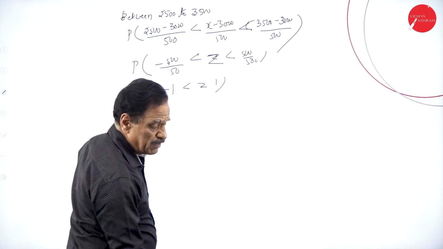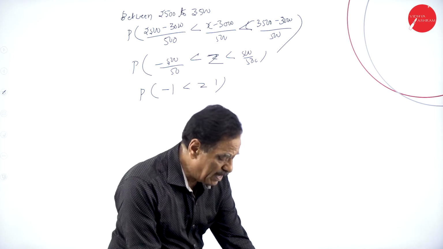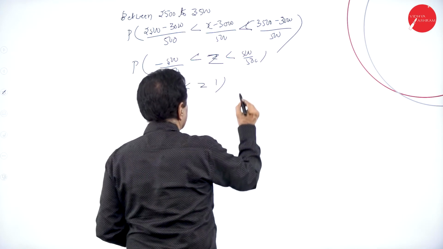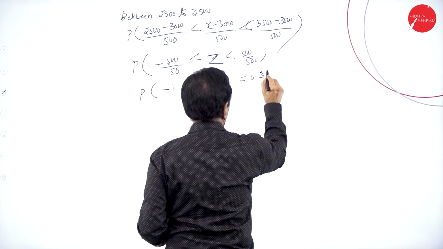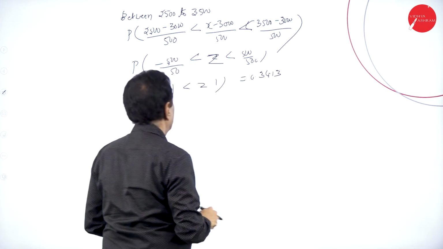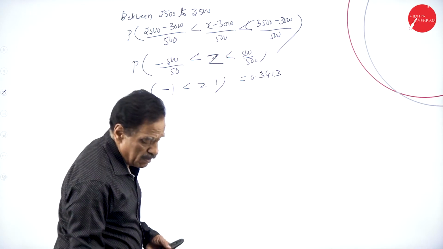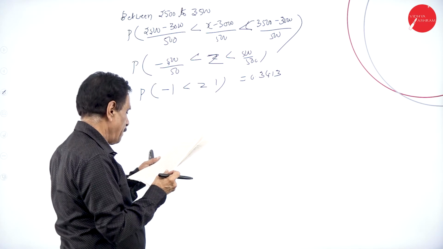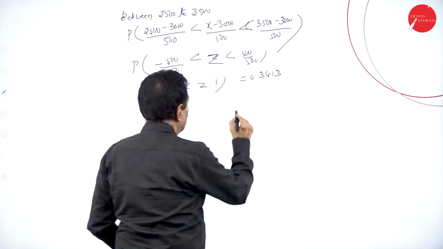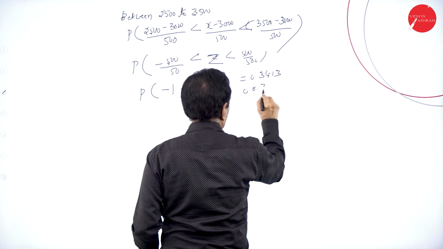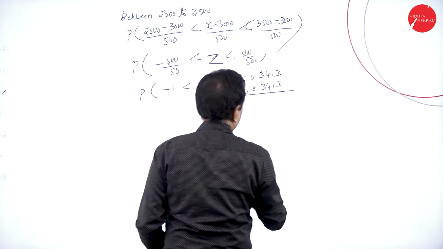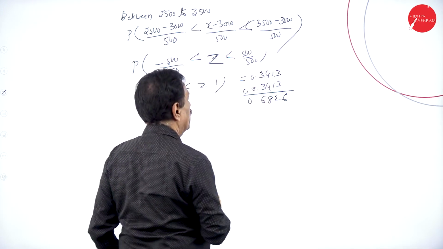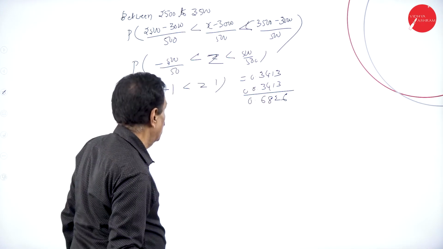Here positive and negative, you could consider as 1. What's the value of 1 here now? 0.3413. 1 negative, 1 positive, 1 is equal to 0.3413. Another also 0.3413. Add the figures: 0.6826.